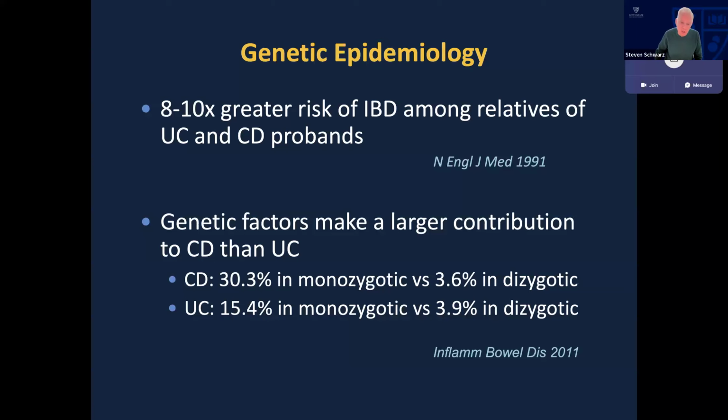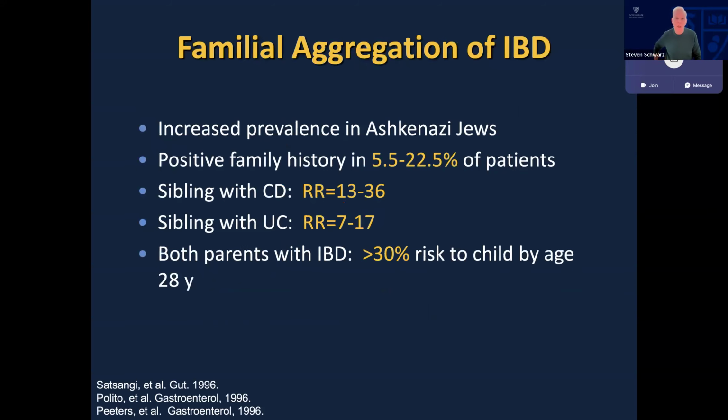With respect to ulcerative colitis, that contributing factor reduces to about 15% in monozygotic versus 4% in dizygotic twins. However, it's clear that there is some genetic component here. We also know that something called the founder effect, and I'll show that on a later slide, is likely in IBD. There's marked increased prevalence in Ashkenazi Jews.